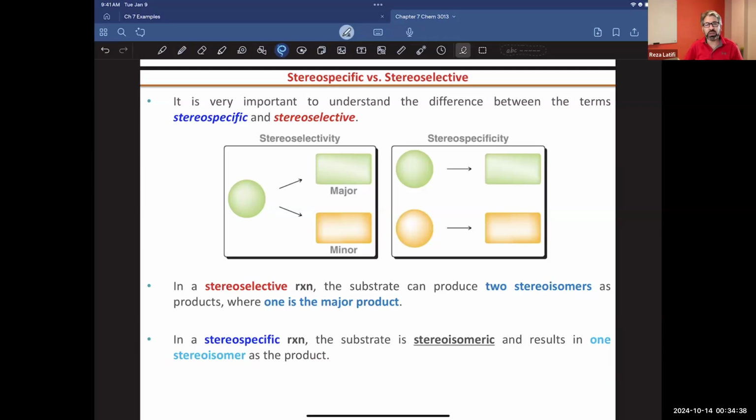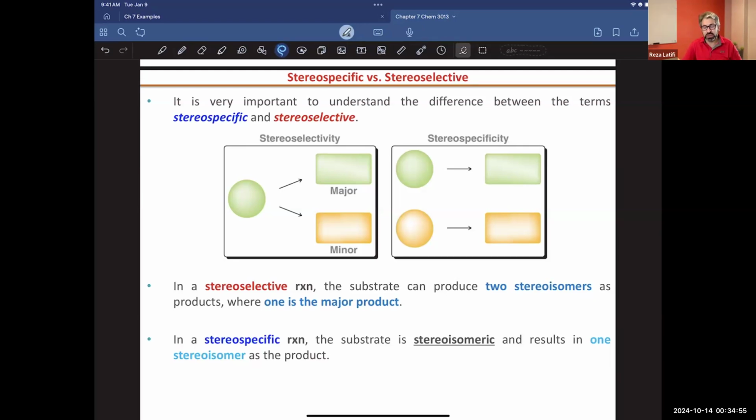Okay. And the cartoons that you see in front of you on the left side say we have a reactant that is producing two products, and the reaction is favoring one of the products. Okay, so the reaction is favoring one of the products. That says we have stereoselectivity.